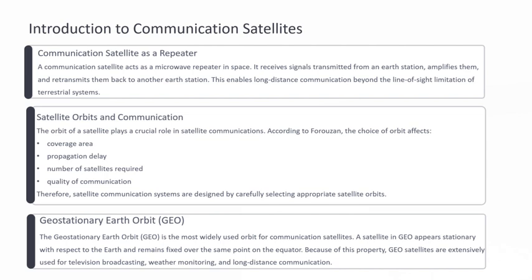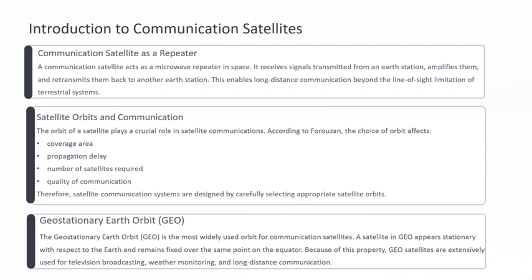Introduction to communication satellites. Before understanding the orbits, first we should know what a communication satellite does. A communication satellite works like a repeater in space. It receives signals from an Earth station, amplifies them, and then sends them back to the other Earth station. Because of this, communication is possible over longer distances, even beyond the line of sight limit of the ground communication.